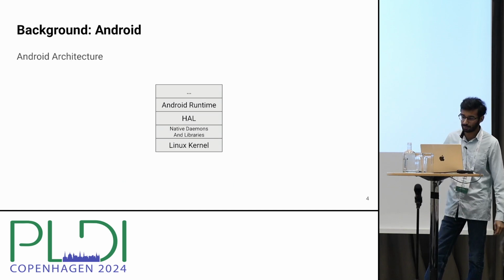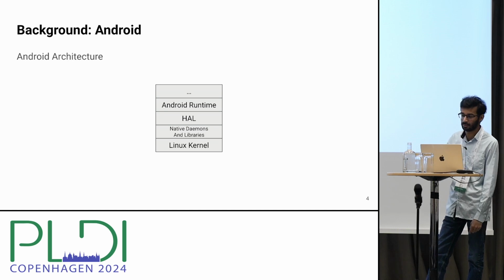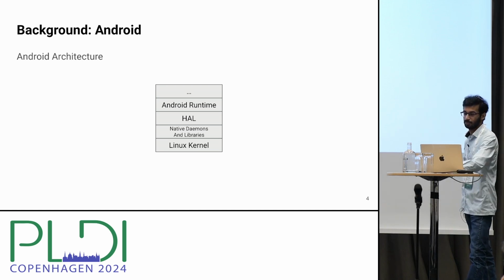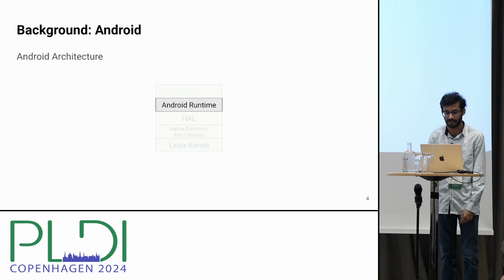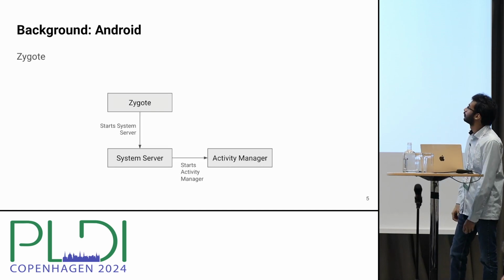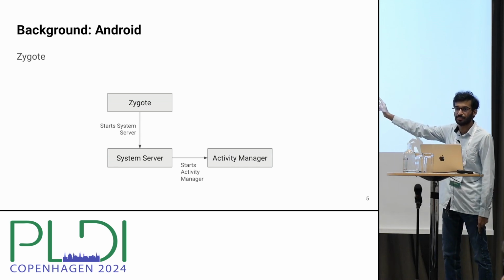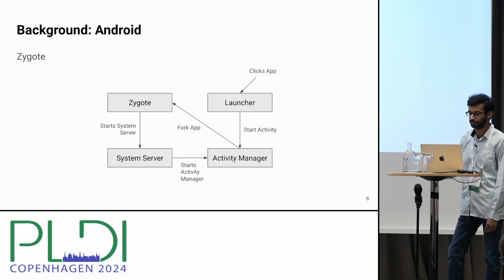So I'll quickly give a brief overview of the Android architecture and some key background knowledge required for the rest of the talk. Android is a multi-tiered architecture based on Linux kernel, but what we're interested in is the Android runtime, which runs all applications, essentially. So starting an app on Android is actually quite different from a standard Linux machine, and that's because Android has a special process called the zygote, from which all applications are actually forked.